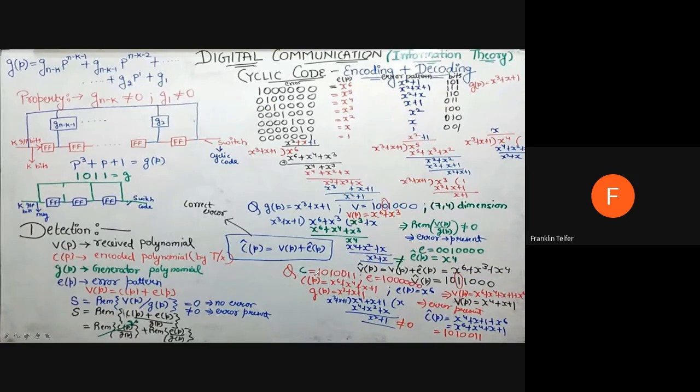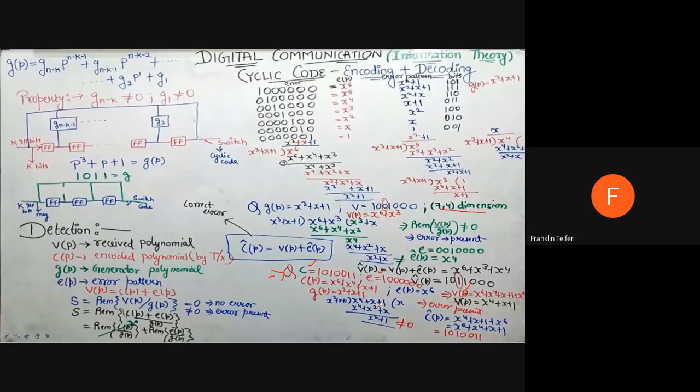And next, you can similarly have a set of questions where they'll give C, then they'll give you E, and they will give you V of P. And G of P is the same thing, the (7,4) code. You just convert all those to polynomials: the error code and the received polynomial are converted to polynomial functions, and you divide V of P by G of P.